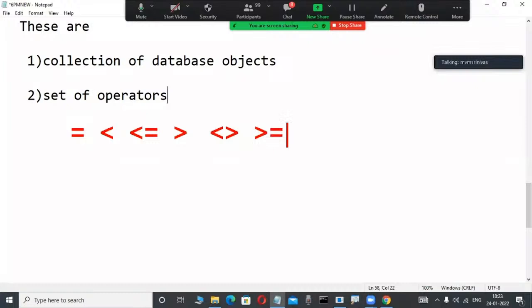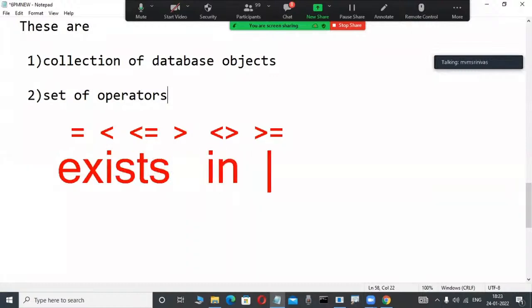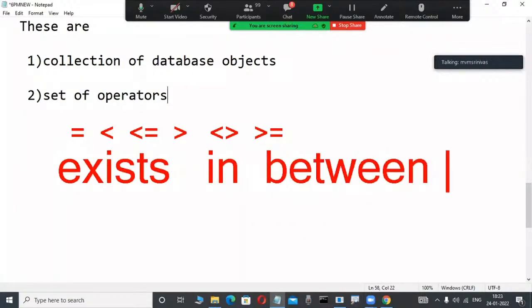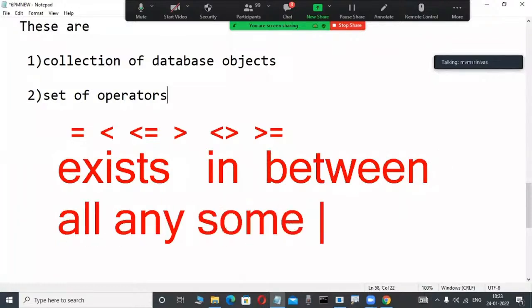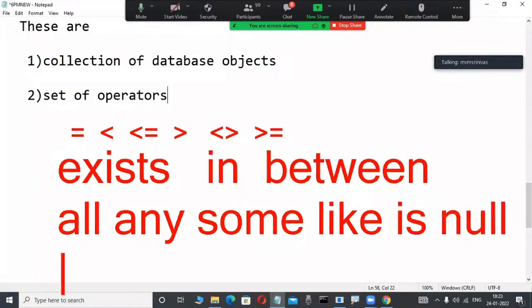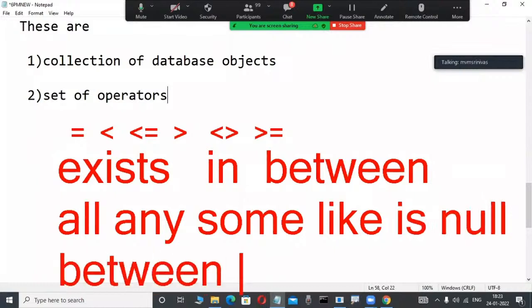We think not only of these operators, but also of a set of different operators in every relational data model. Suppose EXISTS is an operator. IN is an operator, BETWEEN is an operator. So many operators are there: ALL, ANY, SUM, LIKE, IS NULL. This type of special operators are there. These are special.